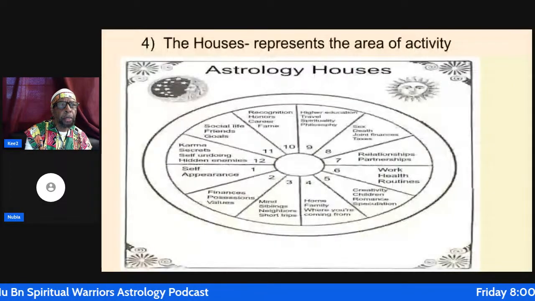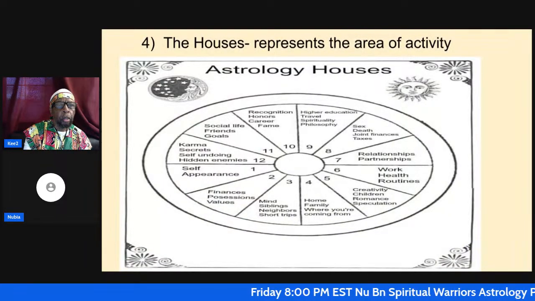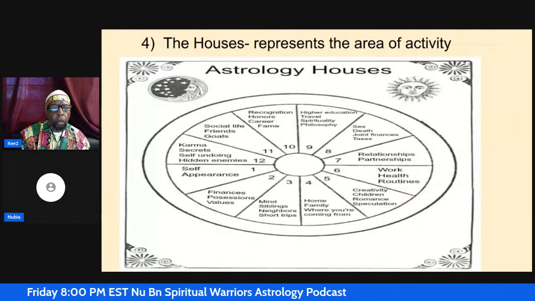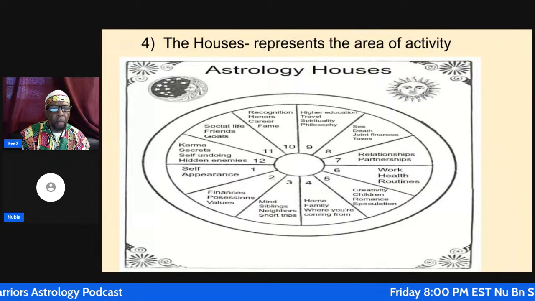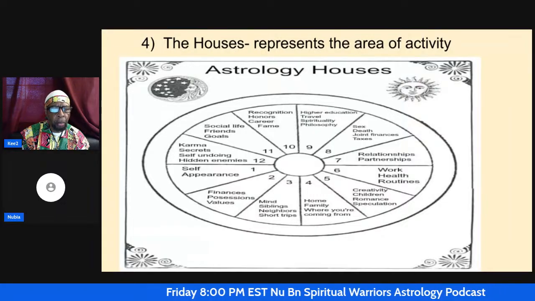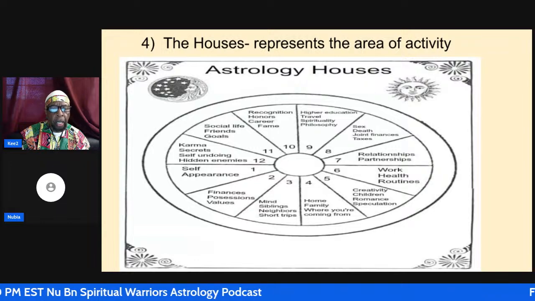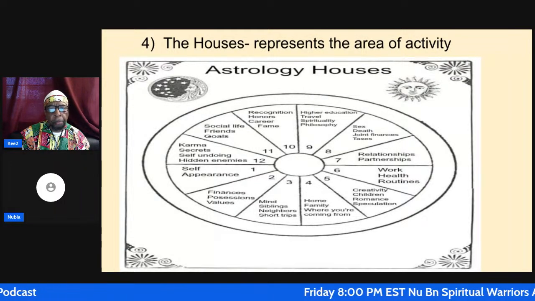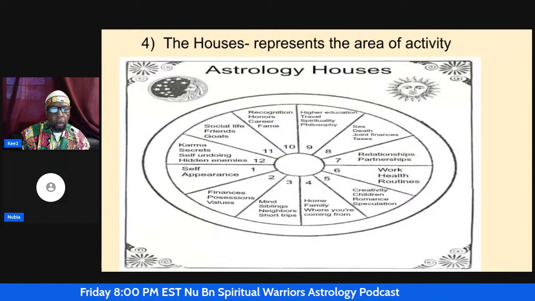Now, as I mentioned previously, you would like to learn at least one key word for the 12 houses. So the key word I mentioned before I would use for the first house is self. The key word for the second house I would use is values, even though you see other words there. Key word for the third house, there are several words there. Communication is one that I would use, or short trips.